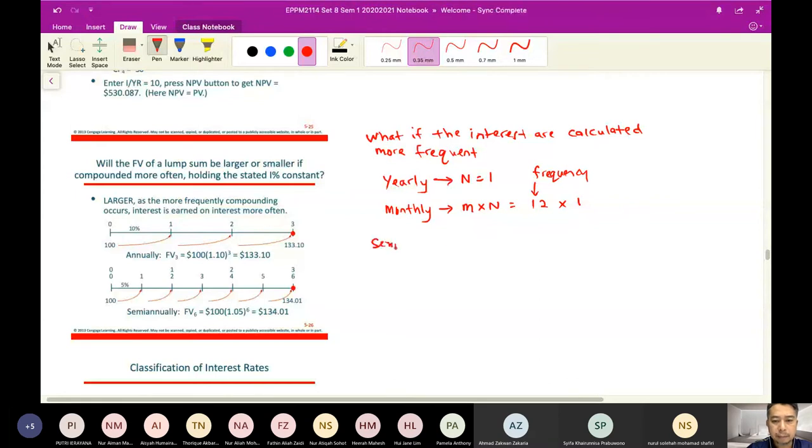So for this particular example, semi-annually. What does it mean by semi-annually? Every 6 months. So m is equal to 2. What is it? Quarterly. Quarterly, m equal to 4. Okay, so 4 times in 1 year.